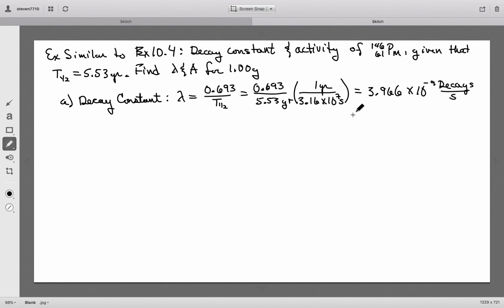Without this, it would be decays per year. It would be even smaller, right? Okay, so there. Done. Easy enough. B, we need to basically find out in 1 gram how many nuclei are present, right? Find the number of nuclei of promethium-146 in 1 gram.